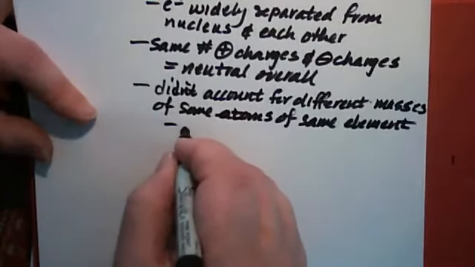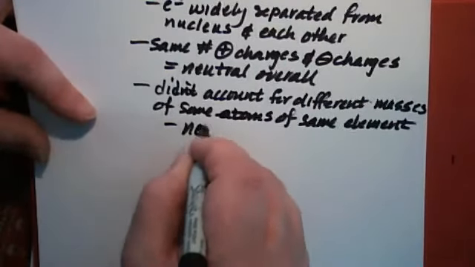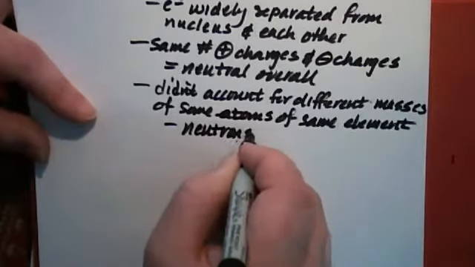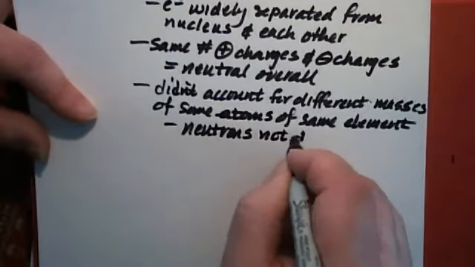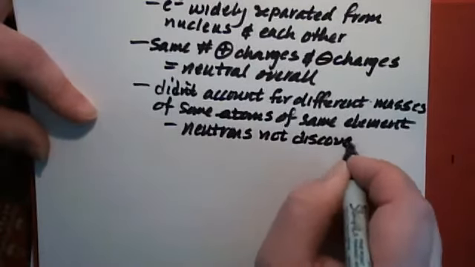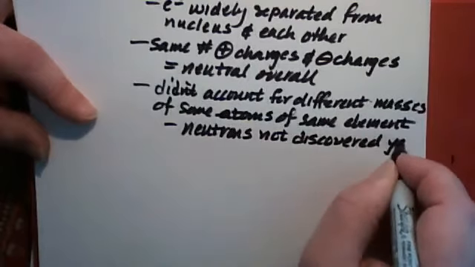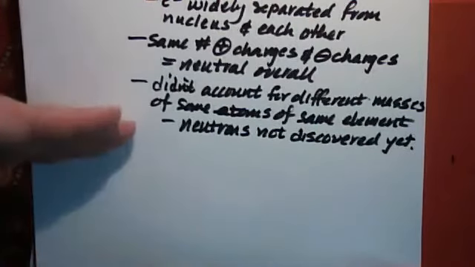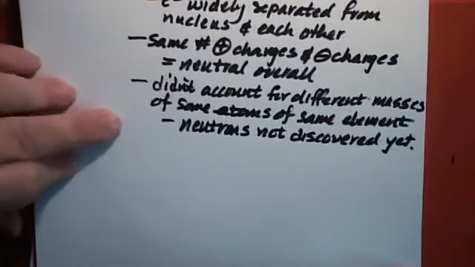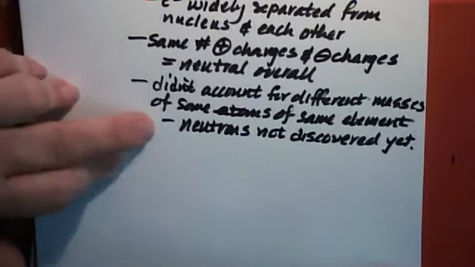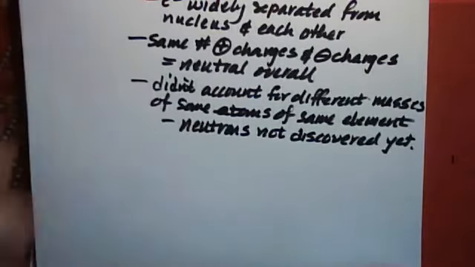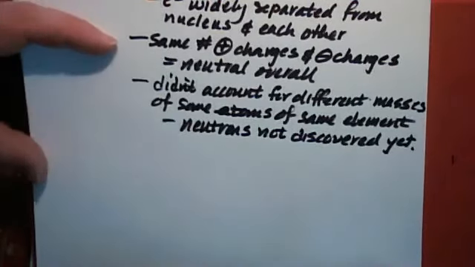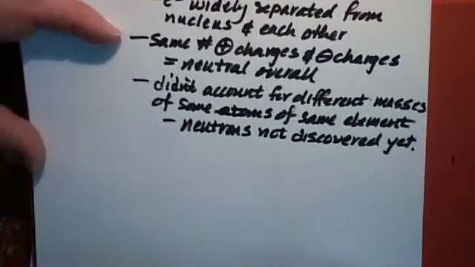And that's because neutrons hadn't been discovered yet. And of course, when you have two atoms of the same element that have different masses, what you've really got are what are now known as isotopes. And isotopes have different masses because they have different numbers of neutrons. But they didn't know about neutrons yet. So he kind of missed that.